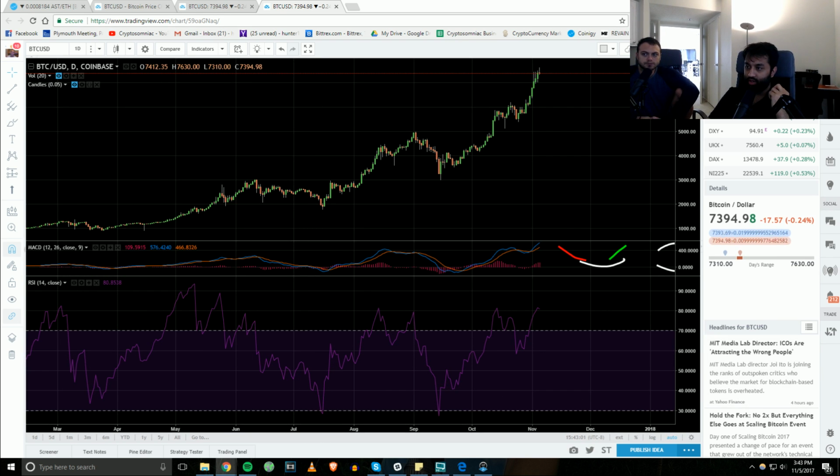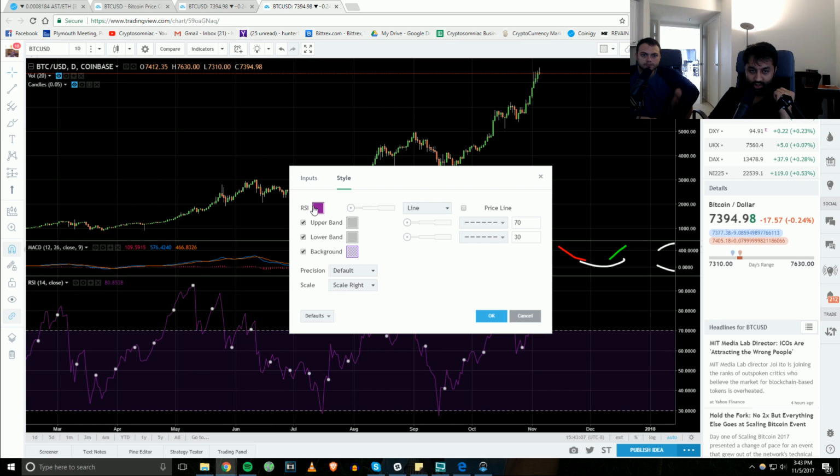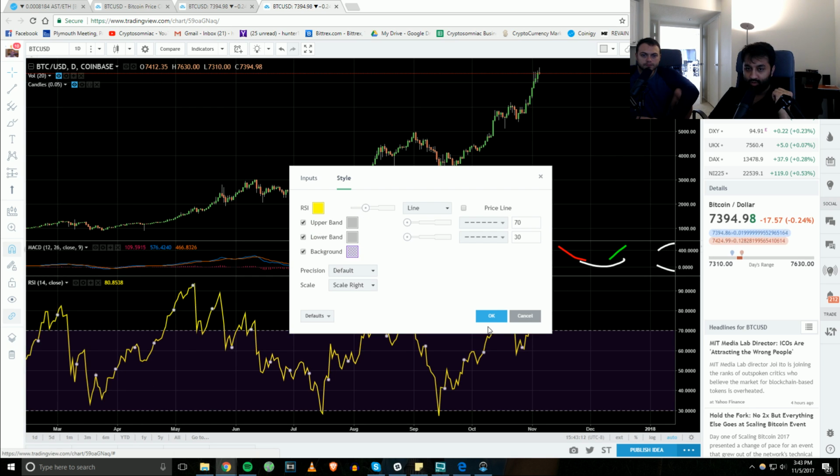For example, this is an eyesore. Even if you're watching on screen, purple on black just doesn't go well, so we'll change this to a nice yellow. We'll even make the price line a little thicker. These are the bands that show you very low and very high, so we're going to make it a little more stringent here. We'll go 80 and 20.